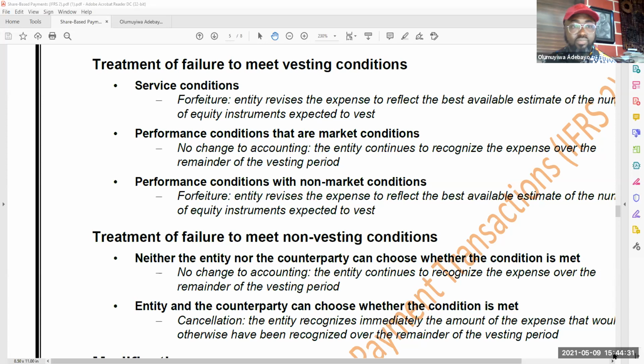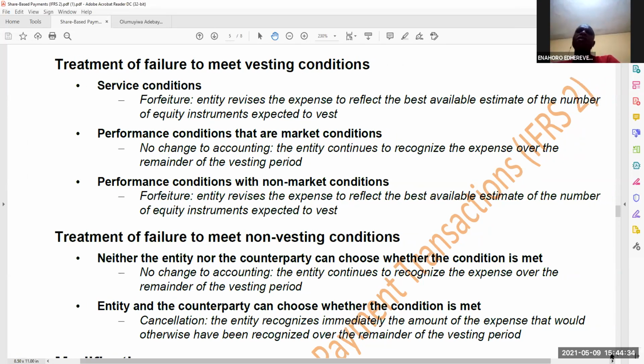Treatment of failure to meet vesting conditions. Service condition, forfeiture: the entity reverses the expense to reflect the best available estimate of the number of equity instruments expected to vest. Performance conditions that are market conditions: no change to accounting. The entity continues to recognize the expense over the remainder of the vesting period.